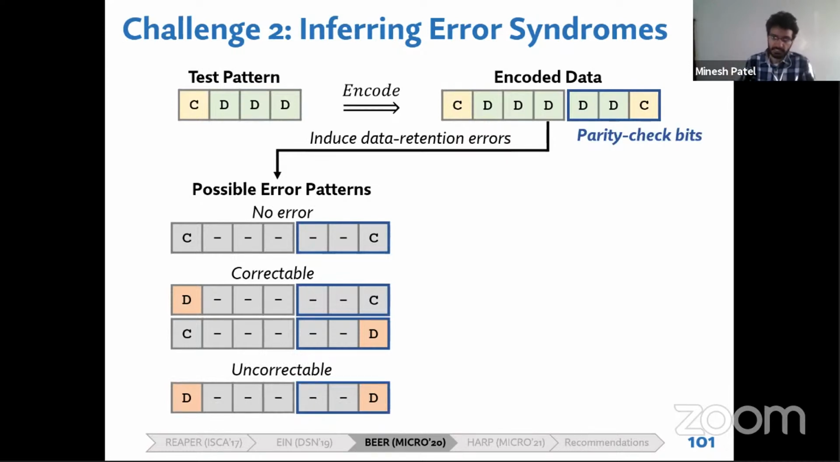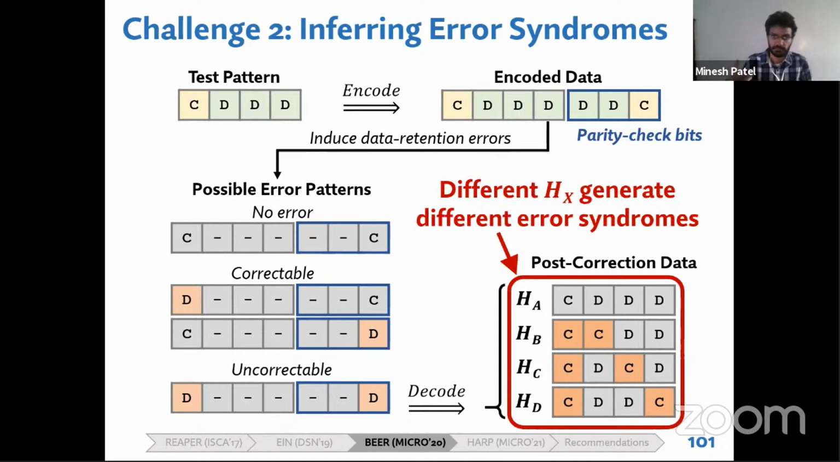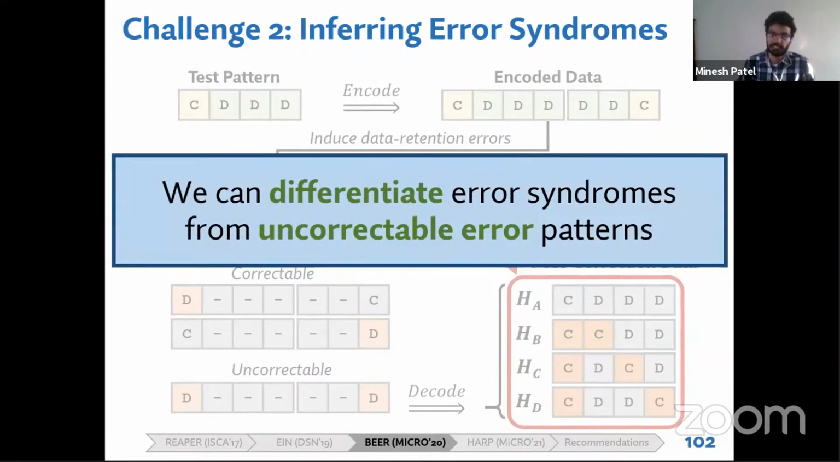Now, in each of these cases, depending on the ECC function, the ECC decoder can create one of 4 possible data patterns here. These are shown as HA through HD. Essentially, different H matrices will generate different error syndromes, which lead to different possibilities. This means that different H matrices will result in different uncorrectable error patterns in the case of uncorrectable errors. And so this allows us to differentiate different error syndromes from uncorrectable error patterns.